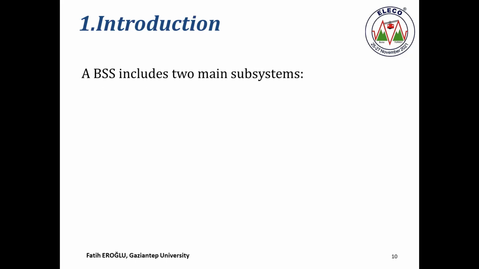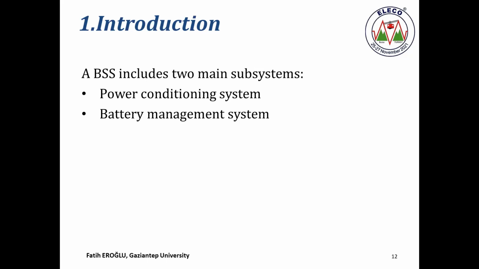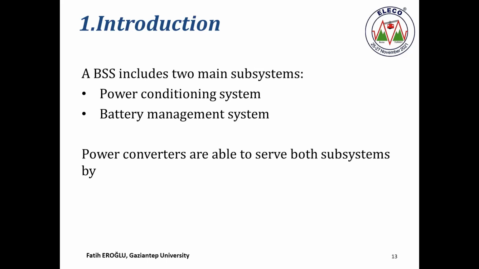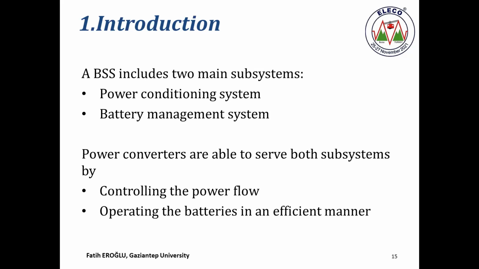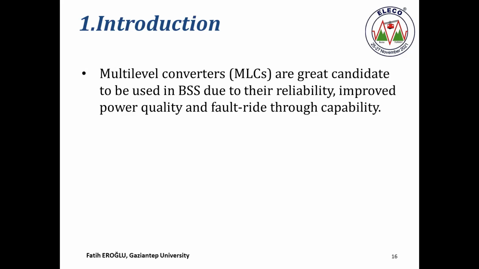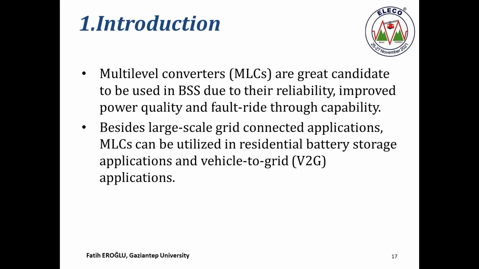A battery storage system includes two main subsystems. The first one is the power conditioning system, and the second one is the battery management system. Power converters are able to serve both subsystems by controlling the power flow and operating the batteries in an efficient manner. Multi-level converters are great candidates for such systems due to their reliability, improved power quality, and fault ride-through capability. These multi-level converters can be used in large-scale grid-connected applications, residential battery storage applications, and vehicle-to-grid applications as well.